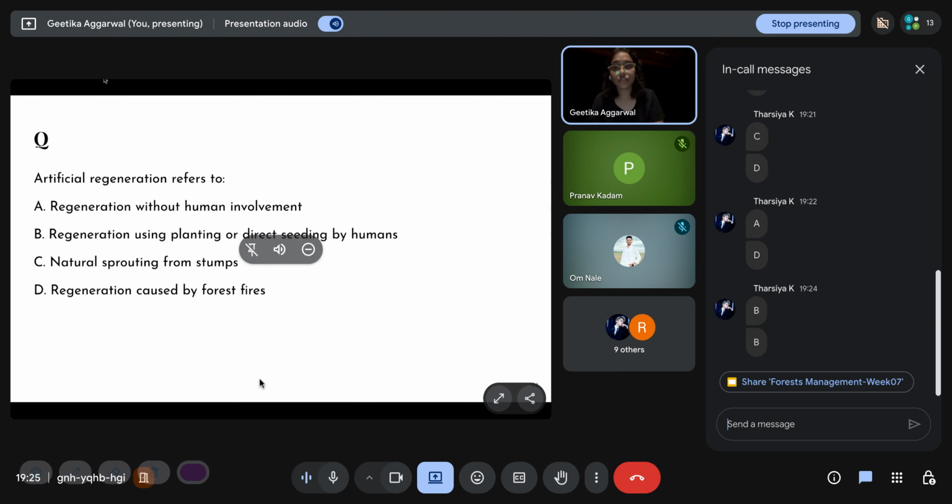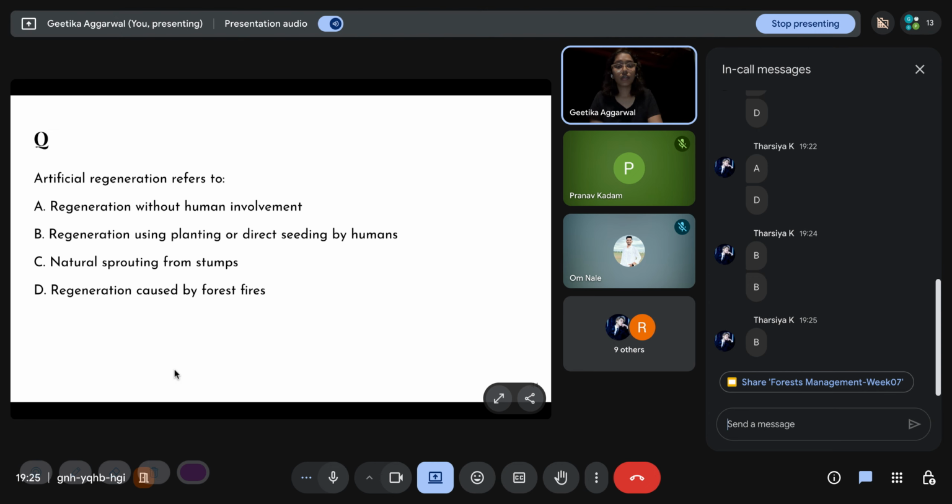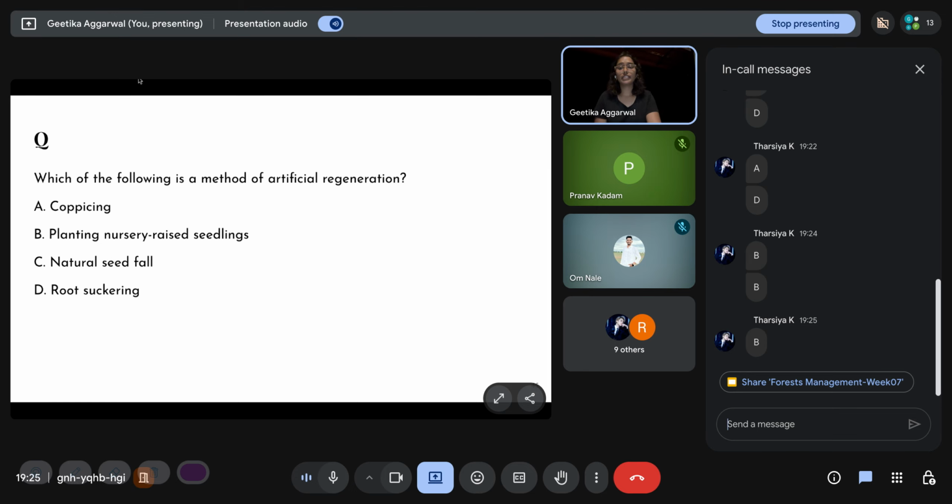Artificial regeneration refers to regeneration without human involvement, regeneration using planting or direct seeding by humans, natural sprouting from stumps, or regeneration caused by forest fires. So, which of these refers to artificial regeneration? This you all would know by now. Yeah, it's basically regeneration where humans' involvement is completely required for planting or direct seeding.